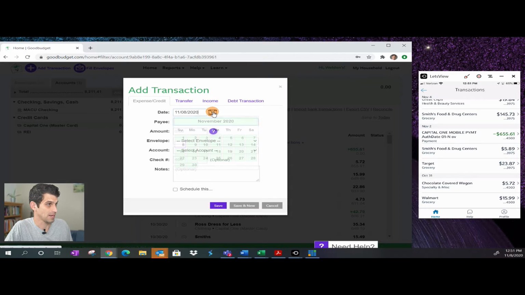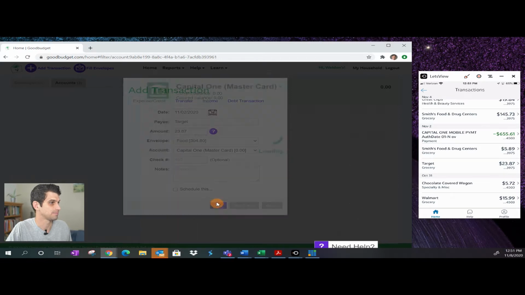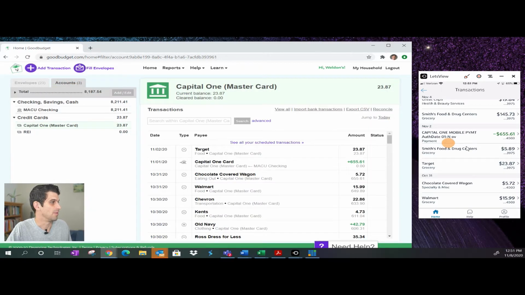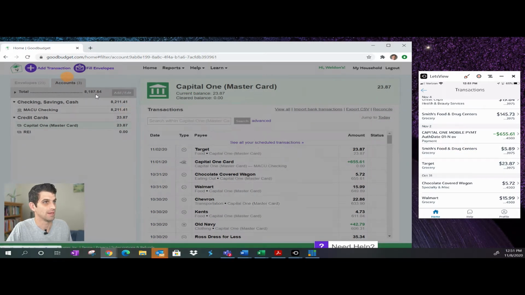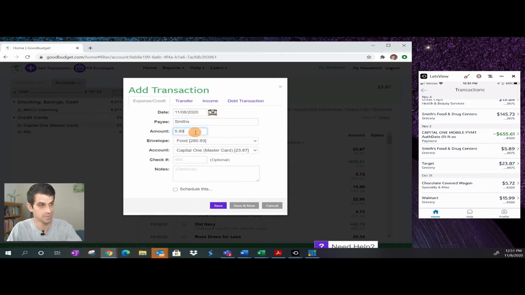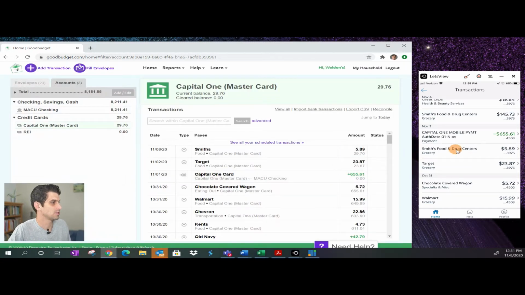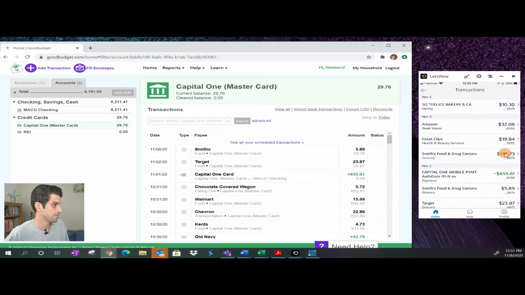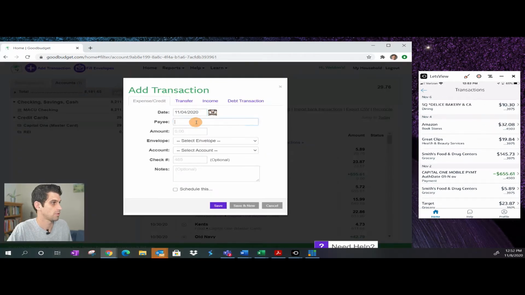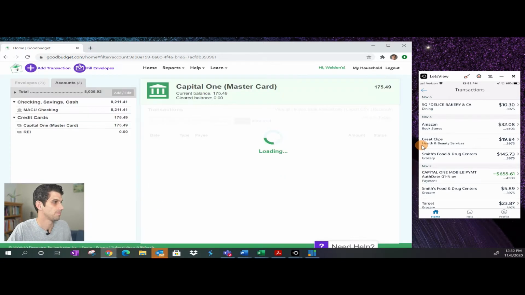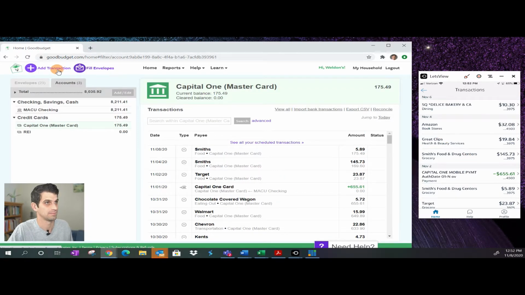That was on November 2nd. Target, 23.87. Food, yes, Capital One, save. And then I move to this transaction. Add transaction. Smith's, 5.89, food, yes, save. Now you'll see these two transactions here. This one was already in, that was our payment. So moving to this one, 1.45, the fourth, Smith's, 3, food, and I keep going through this entire process.